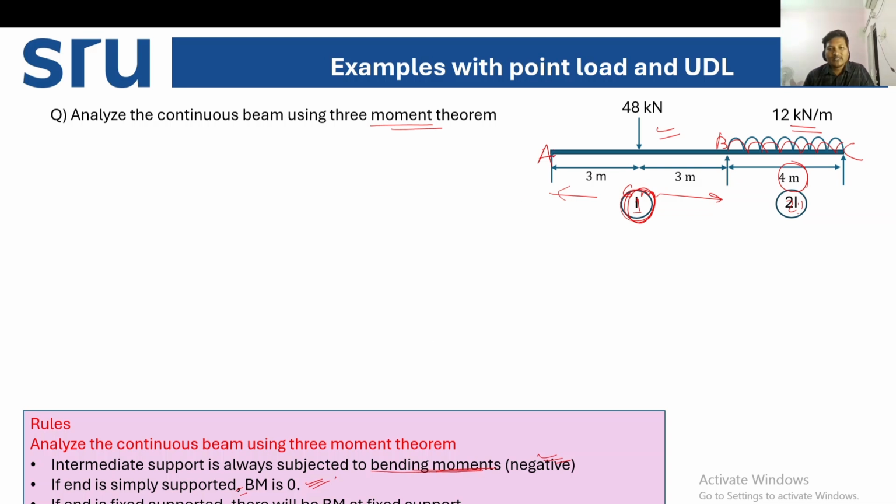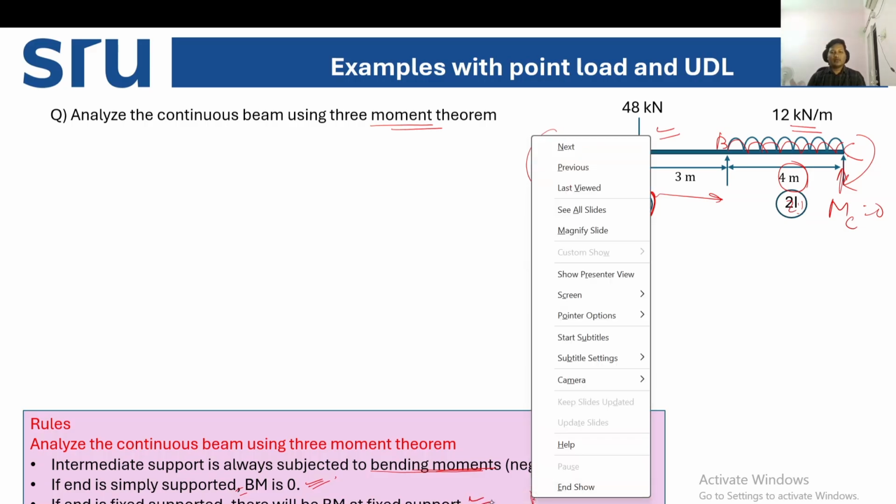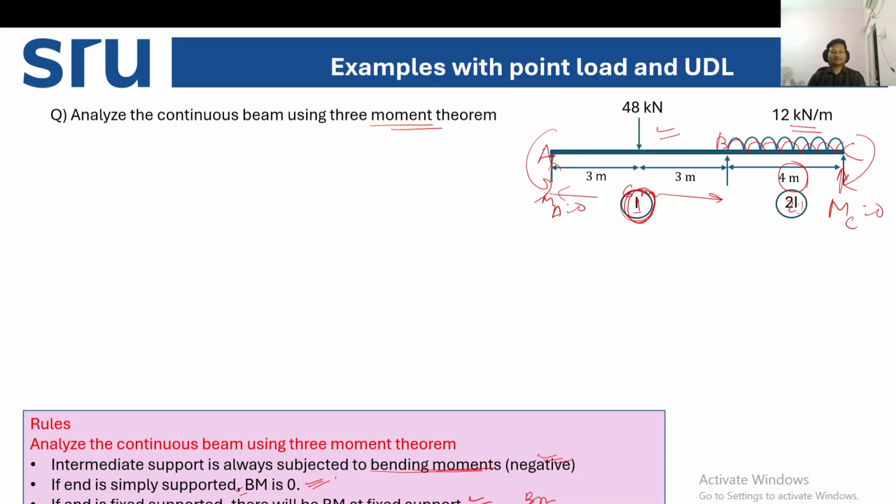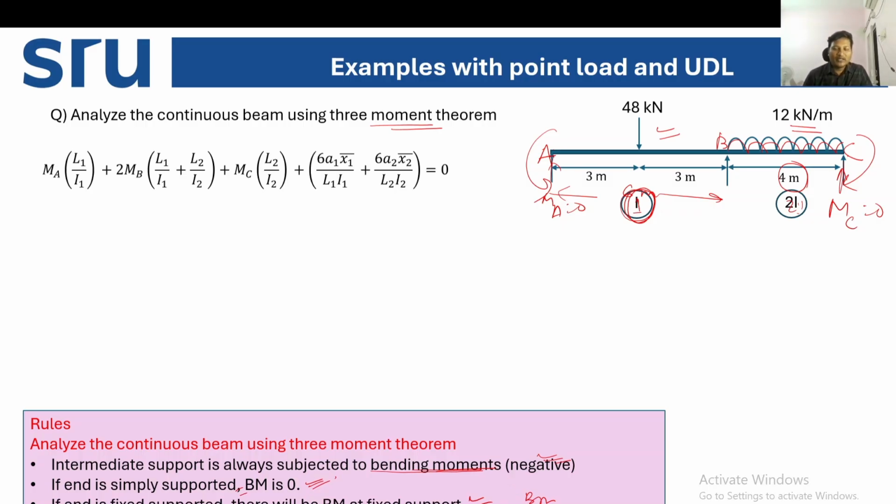Now this end support is simply supported, so the bending moment MA is zero. This support is also simply supported, so the bending moment at C is also zero. If the end is a fixed support, then there will be a bending moment at the fixed support, and we have to find out what that bending moment is. So you have to keep these three things in mind while solving problems in three moment theorem.